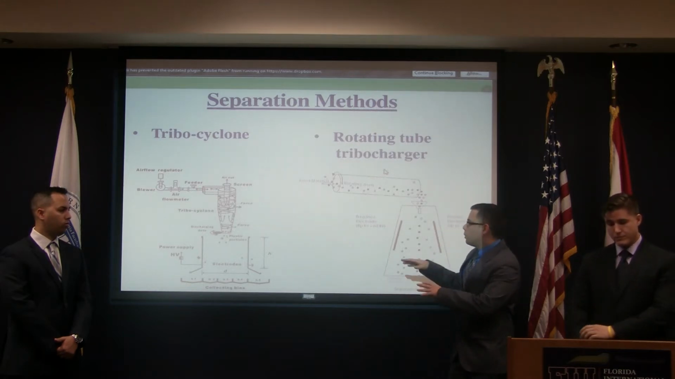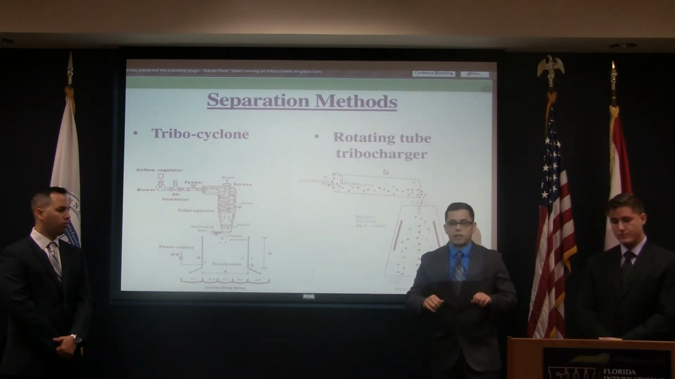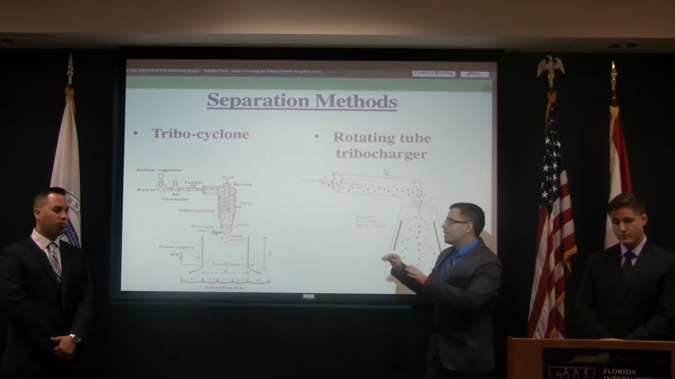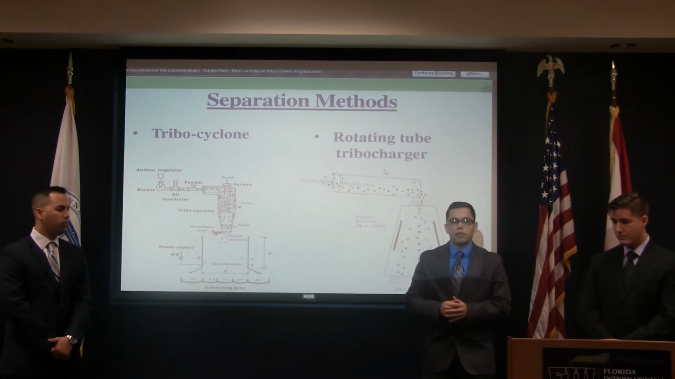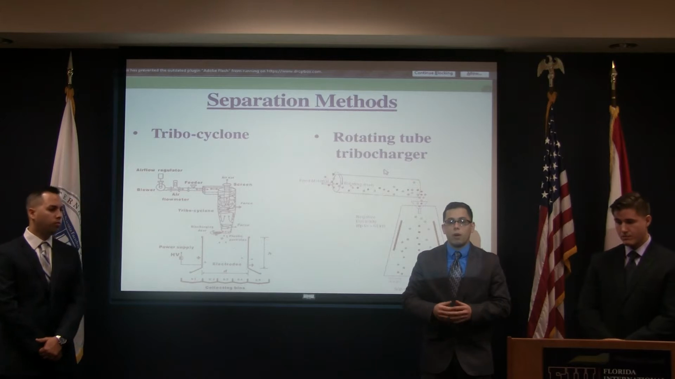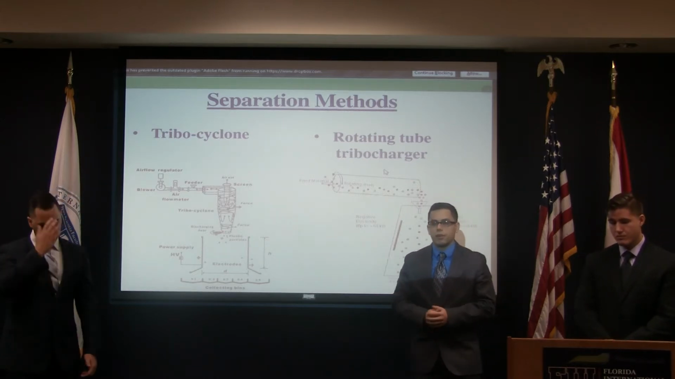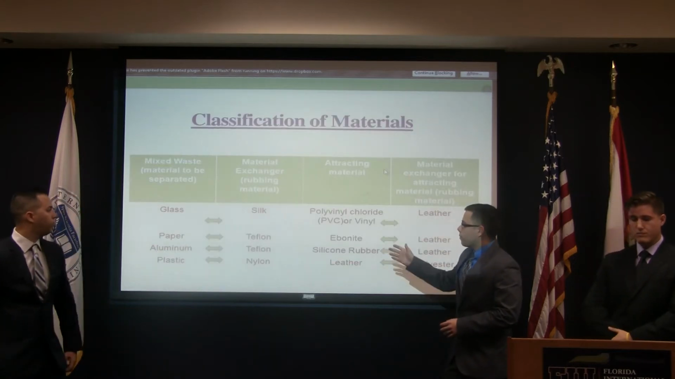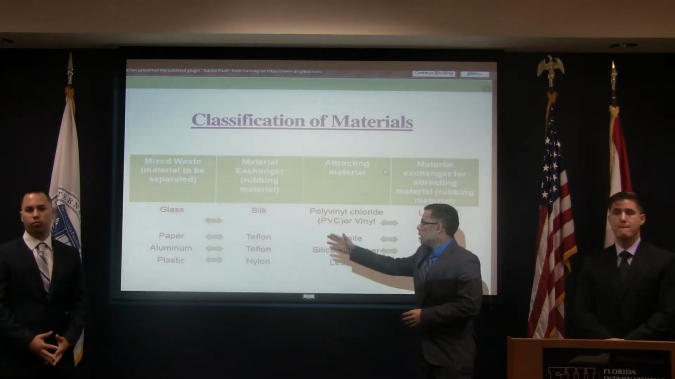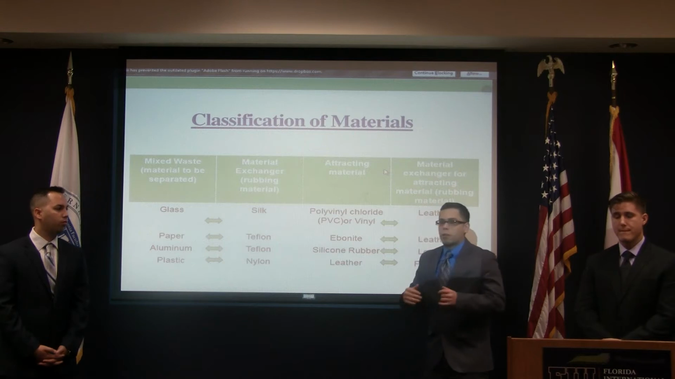Now, the main difference between these two systems and the one we're presenting and designing is that those can only be used to separate materials based on the electrical charge, while our system will separate materials based on the chemical composition of the material. Now, this table here shows the four main components that we want to separate in our system.